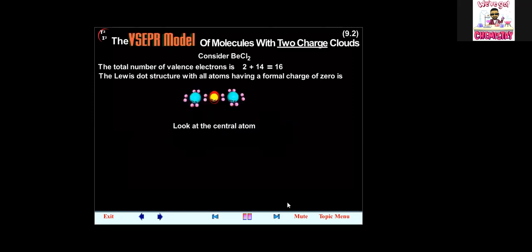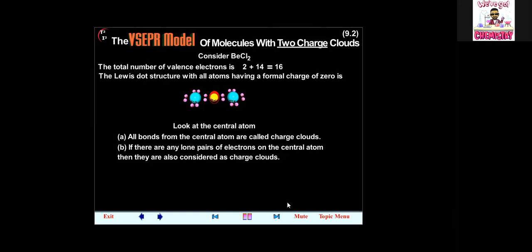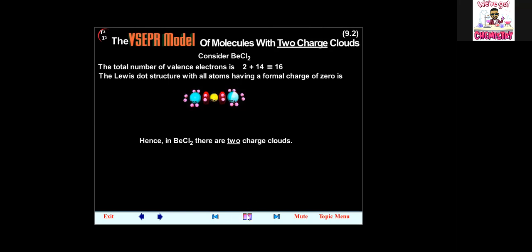Look at the central atom. A. All bonds from the central atom are called charge clouds. B. If there are any lone pairs of electrons on the central atom, then they are also considered as charge clouds. Hence, in BeCl2 there are two charge clouds.